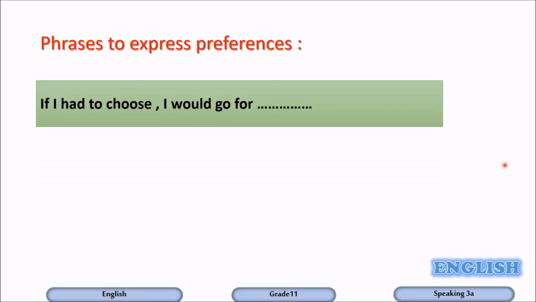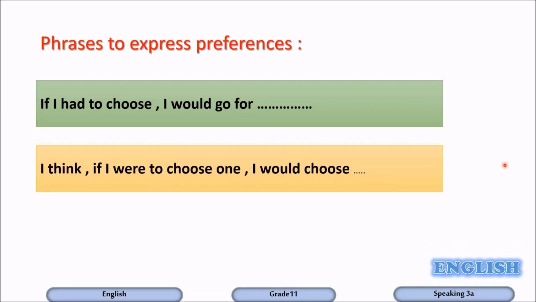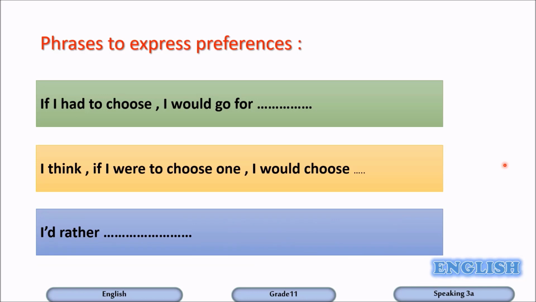Let's share some answers. If I had to choose, I would go for, and of course you mention the favorite or the preferable thing here. I think if I were to choose one, I would choose, and same thing here, what is your favorite holiday or adventure? I'd rather or I prefer. Alright, and of course after I'd rather, use a verb.